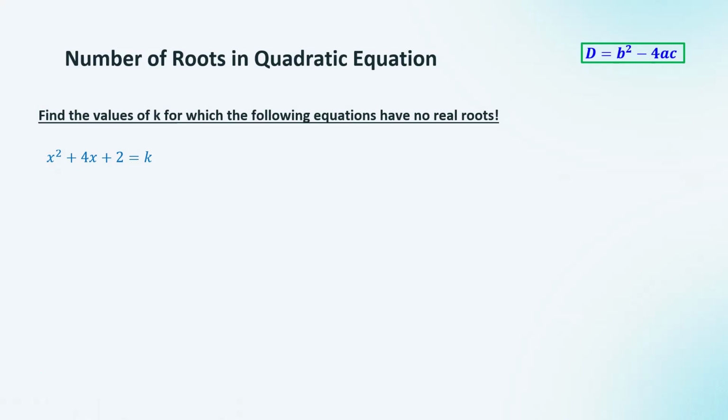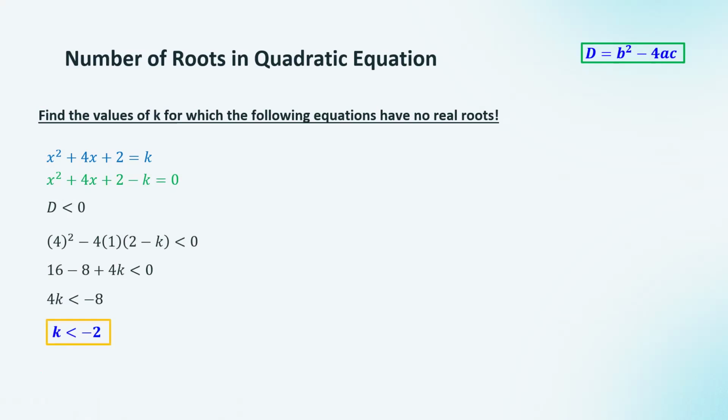We need to find the k value such that the equations have no real roots. So first step, we need to make the right side equal to 0. And then we have to remember that the discriminant should be a negative number. And again, we can try to input the a, the b, and the c, and eventually we get a simple linear inequality. So k should be less than negative 2.